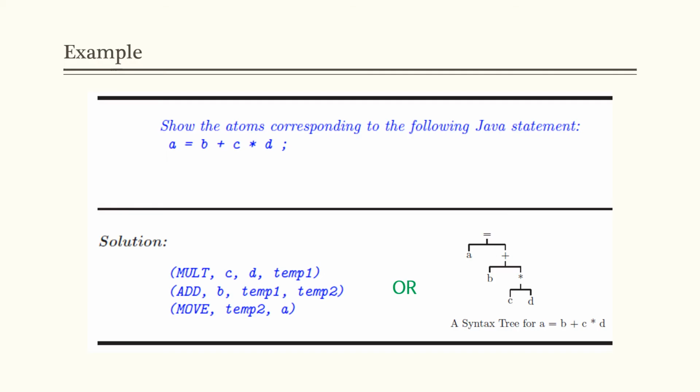So here you have the assignment statement first. A will be the result of assignment, so A will be the operations. The node here normally is the operator. The leaf part normally is the operand. So C and D are the operands, and C and D are multiplied. The result of this multiplication will be added to B, and the result of this addition will be stored in A. So this is a syntax tree structure for this Java statement.